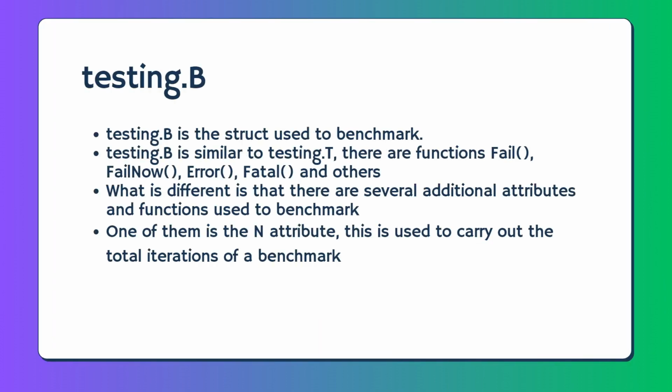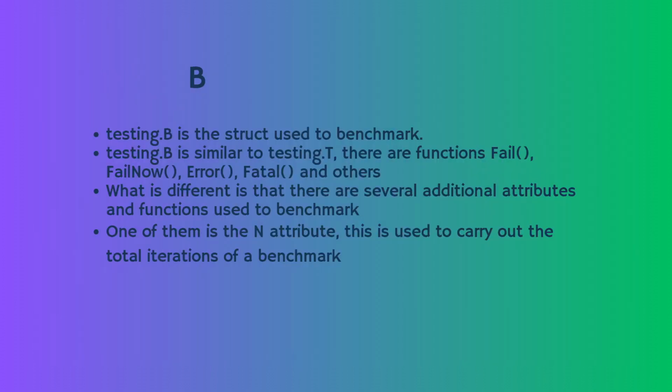Testing.B is the struct used to benchmark. Testing.B is similar to testing.T. There are functions like Fail, FailNow, Error, Fatal, and others. What is different is that there are several additional attributes and functions used to benchmark. One of them is the N attribute. This is used to carry out the total iterations of a benchmark.